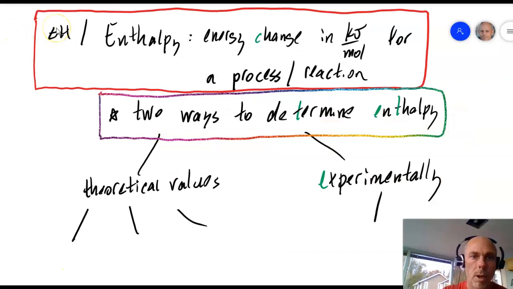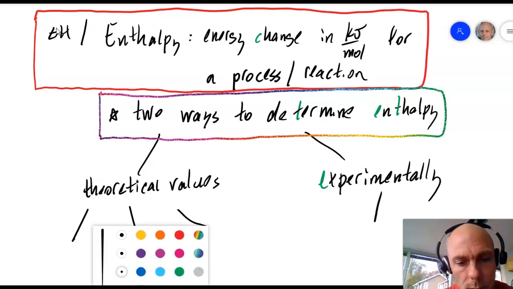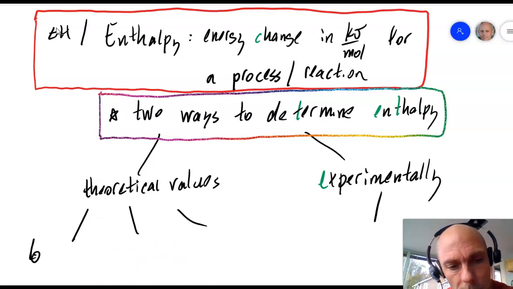So we hopefully already know that enthalpy, abbreviated delta H, or the change in heat or the change in enthalpy, is the energy change, always in kilojoules per mole of reaction for a process or a reaction. I would argue there's two primary ways to determine enthalpy. One of those two primary ways is from theoretical values, and that's what the sentence in our book was about. There's three ways to determine enthalpies from theoretical values. One of those ways we know about is bond energy.